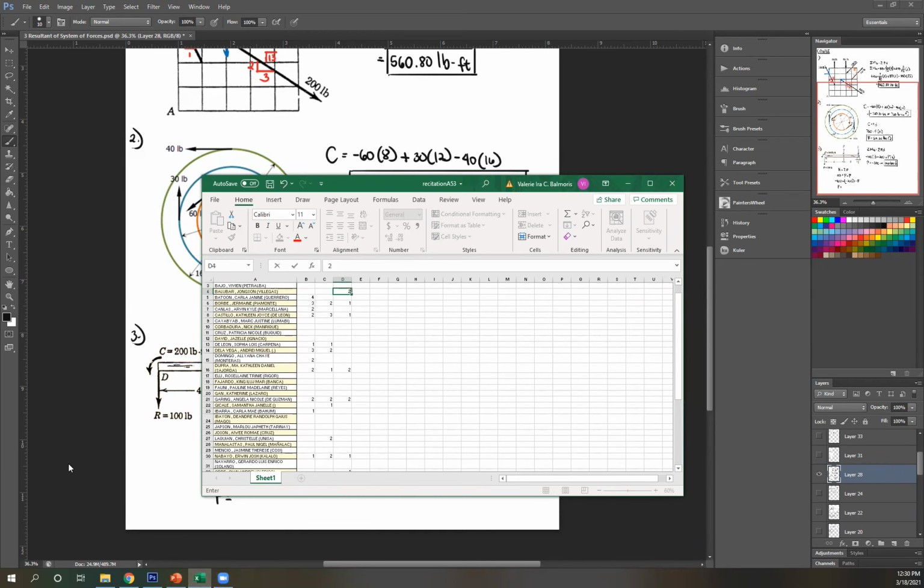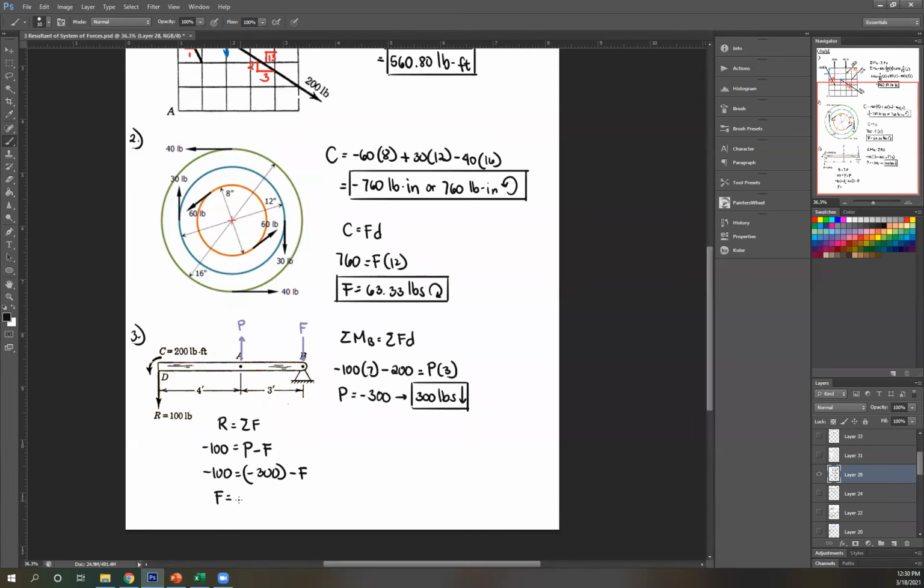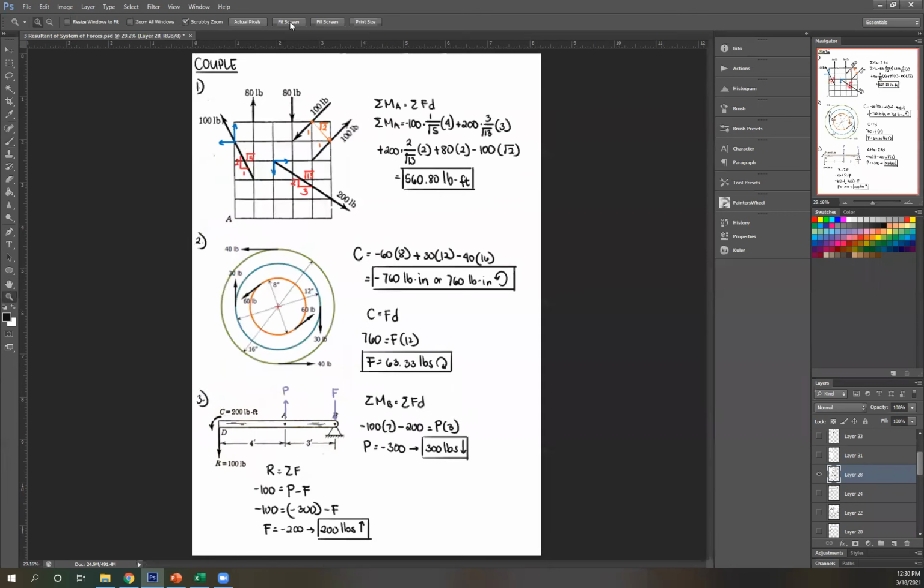So I got negative 200, which again means my assumption is incorrect. Magnitude is correct though. I assumed it's downward, therefore the answer should be 200 pounds upward. That is what you're going to do if you assumed wrong. Don't worry, magnitude will be correct. You're just going to have to correct your direction. So that's numbers 1, 2, 3.